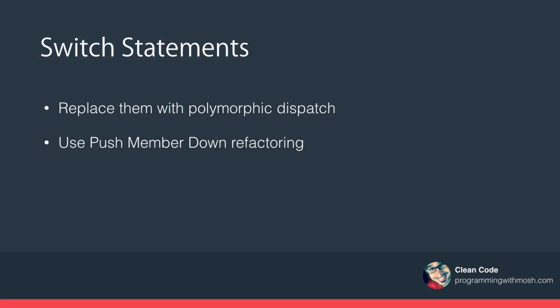Beautiful. So the lesson is, when you see a switch block that is based on type of something, always remember polymorphism. First, move that method to the right class, and finally, create subclasses and use the push member down refactoring to move the logic around.